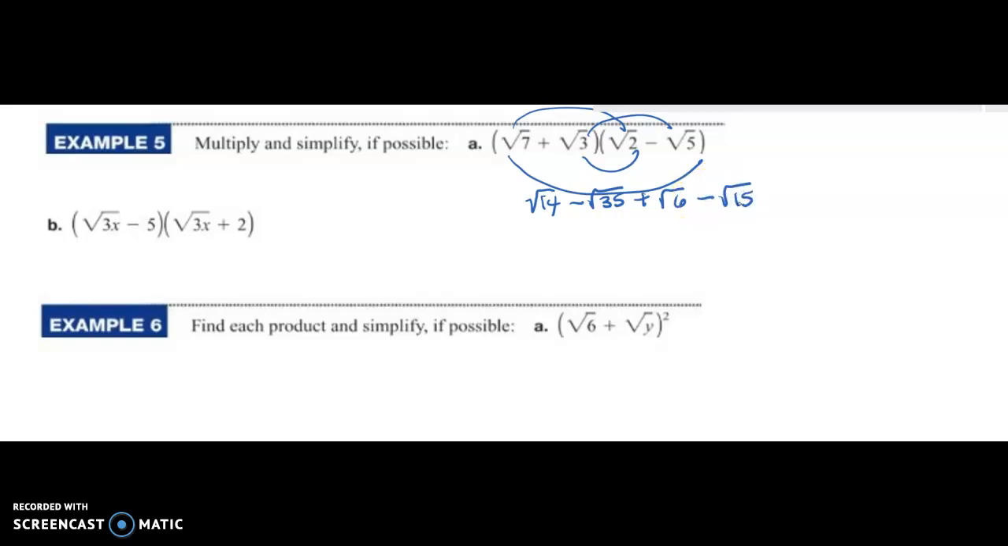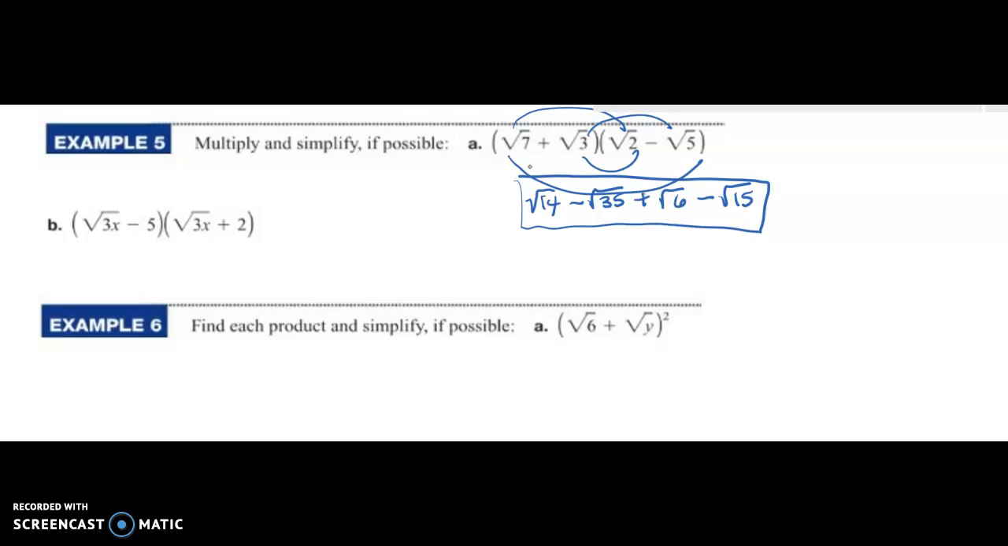And now look at all these. Is there a perfect square that goes into 14? No. What about 35? That's 7 times 5? No. 6 is 2 times 3? No. 15 is 3 times 5? So I can't simplify these at all, and none of these are like terms. So as messy as this is, that's as simplified as possible.